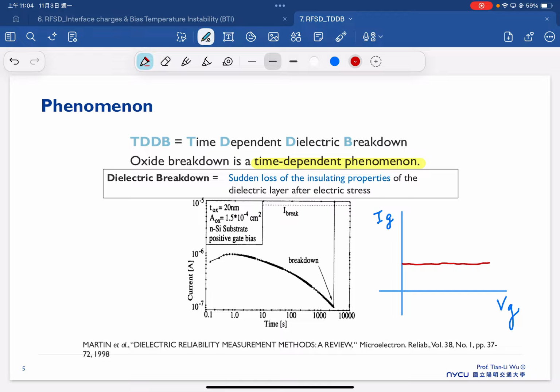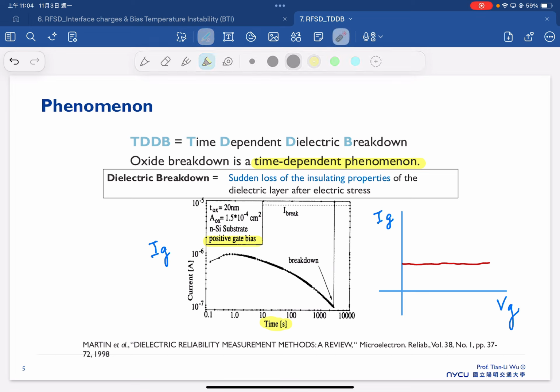But this is only the case with voltage dependency. There's actually no consideration of time dependency. But if you look at the time dependency, this is the gate current versus time here. And then we always will see this kind of characteristic. This is a case under positive gate bias here.